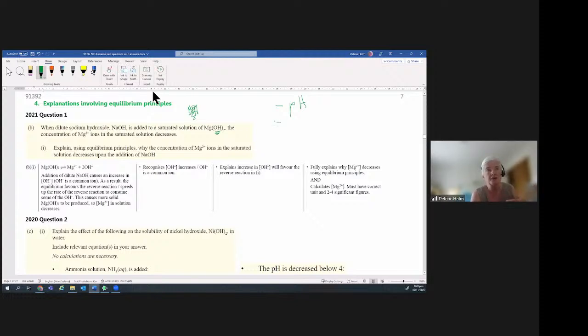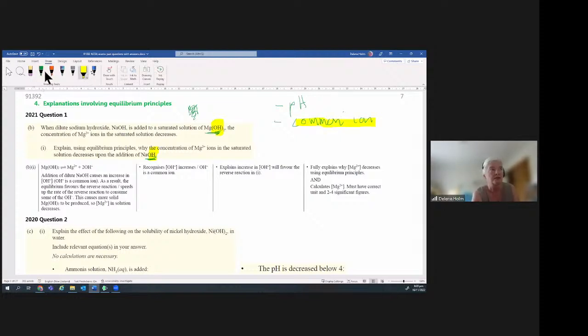The other thing you've got to think about is the common ion. So in other words, I am adding OH minus by adding sodium hydroxide. I have got magnesium hydroxide, so my common ion is the hydroxide. I am adding hydroxide to hydroxide, so there is my common ion. I need to discuss that.